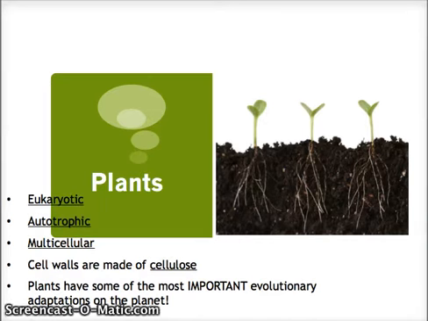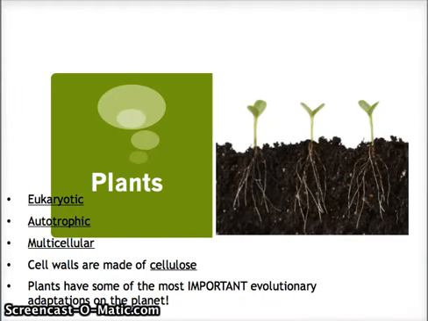Plants are eukaryotic. Remember, they have a nucleus, so I would write that down. Eukaryotic means have a nucleus. The second characteristic of plants is that they're autotrophs. Remember, they make their own food, so make sure you write that down. Third characteristic of plants, they're multicellular, which means they're made of many cells.